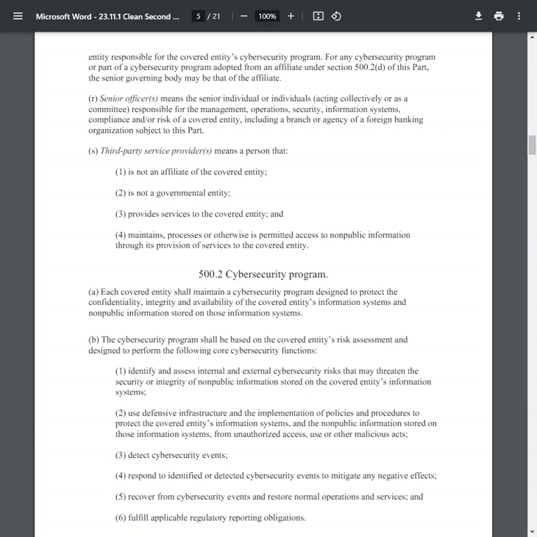So the definition here is that a TPSP is not an affiliate, not a governmental entity. It provides services to the covered entity. It maintains, processes, or is otherwise permitted to access non-public information belonging to your organization. An example would be if you have a managed service provider that you allow to process, to store, to maintain your data on your behalf. Okay, so that will be a third-party service provider. So again, please read the definition section. It will be very helpful. But that is all for now, and I will see you in the next lesson.